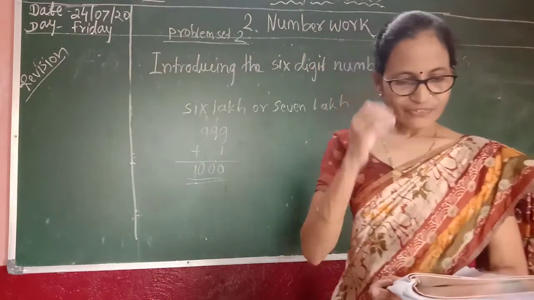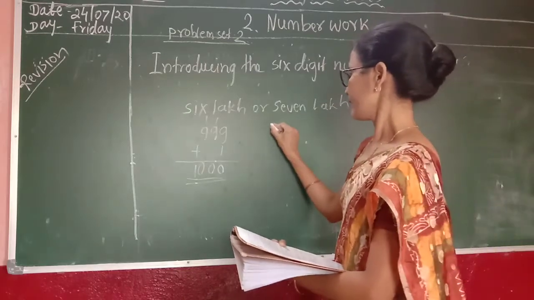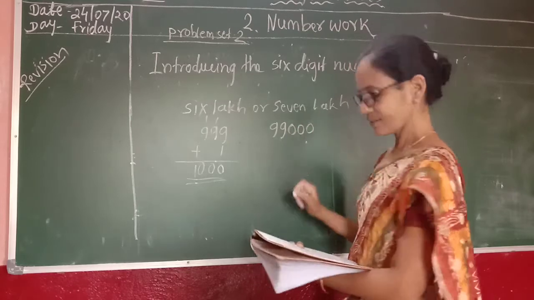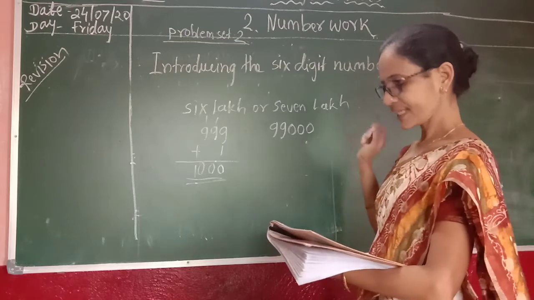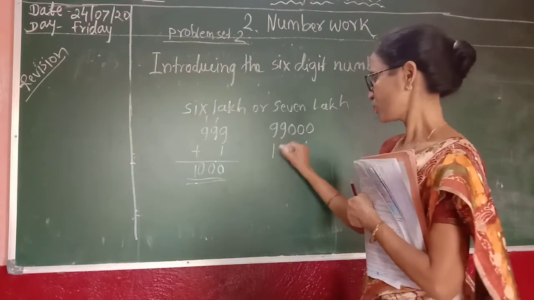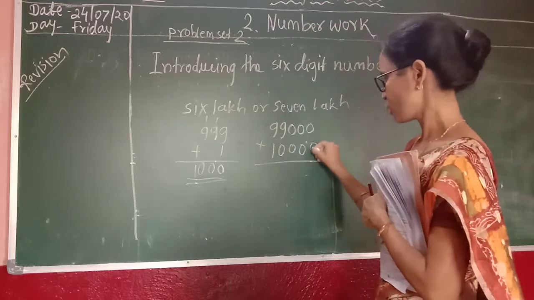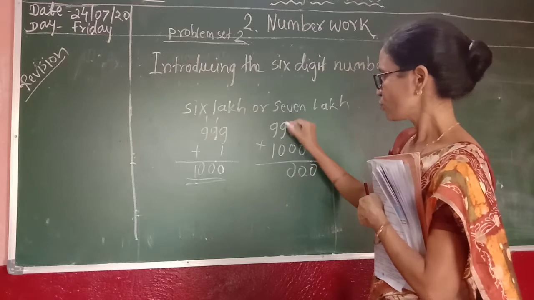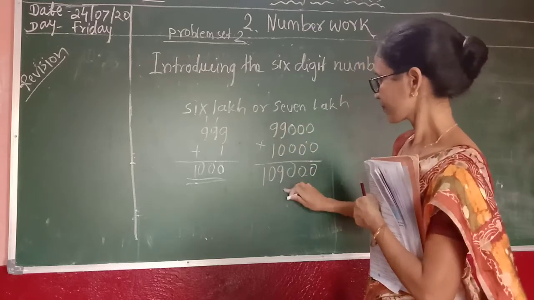Okay. If you add 99,000, if you add 10,000 to 99,000, which number comes? 0 plus 0, 0, 0 plus 0, 0, 0 plus 0, 0, 9 plus 0, 9, 9 plus 1, 10. Okay?